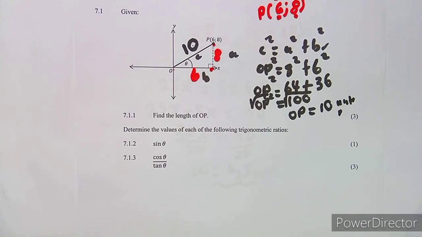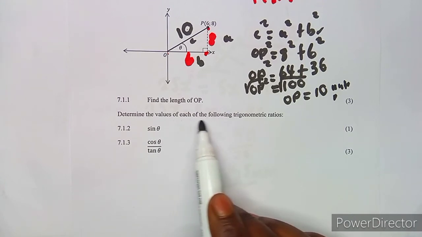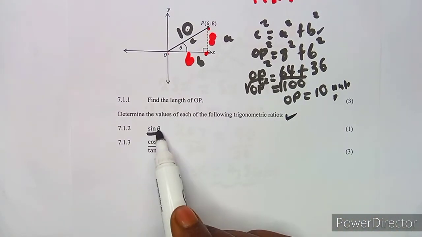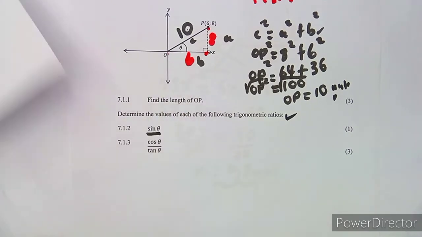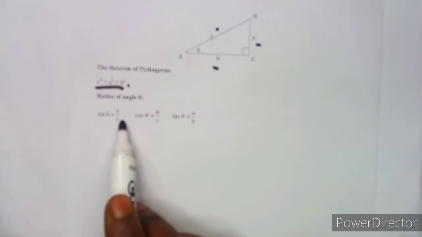From Pythagoras theorem, we managed to calculate the other side of a right angled triangle. Take note, it's a right angled triangle that we have there. All right. Then the question is: determine the values of each of the following trigonometric ratios. Okay, sine theta. Take note, theta is there. And we know that sine theta is equal to A over C.